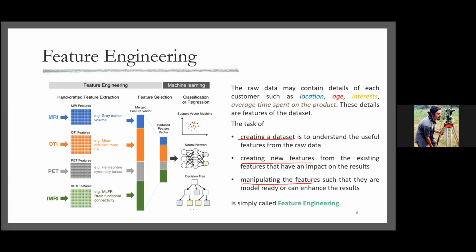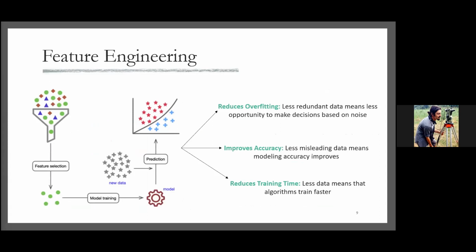We can create a new data set, or we can create new features from the existing ones, or we can manipulate the features in feature engineering. For example, we can reduce the feature numbers with feature selection, and it reduces our model training time, and it could also improve our accuracy, like prediction or classification accuracy, and it also reduces overfitting, because less redundant data means less opportunity to make decisions based on noise.